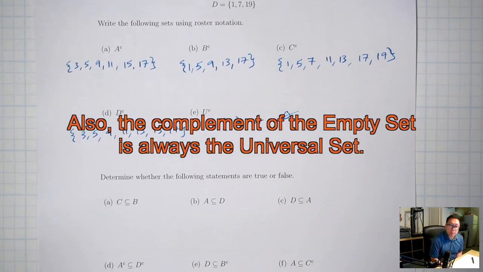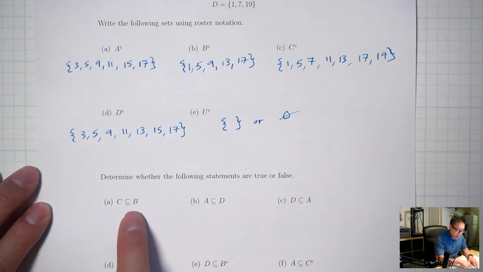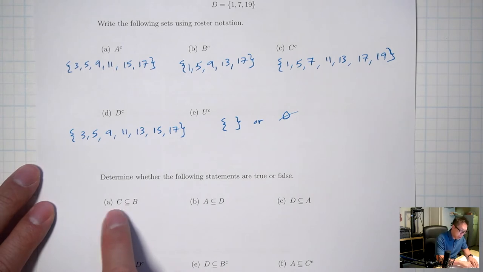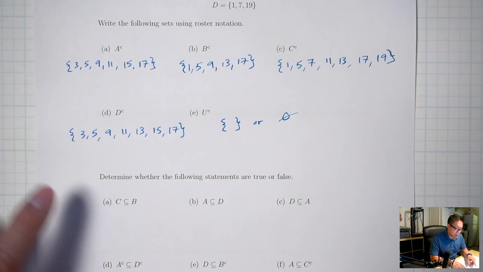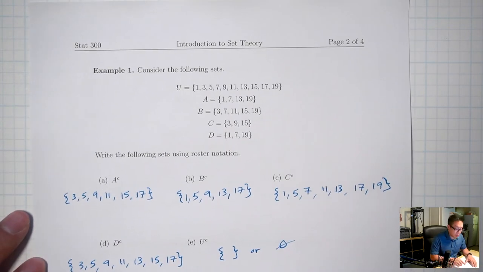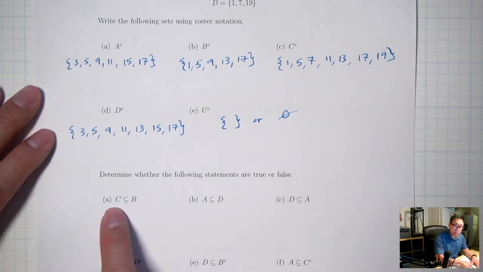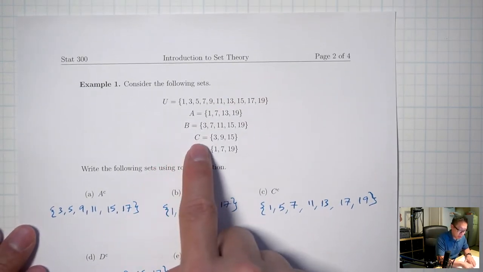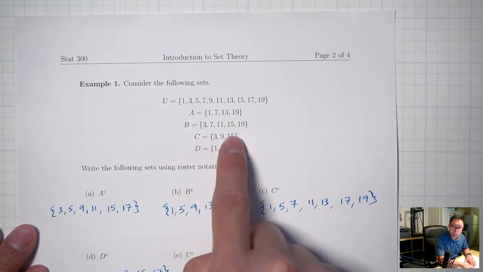Determine whether the following statements are true or false. So this symbol in the middle here represents subsets. So this is asking, is everything in the left set also in the right set? Okay, so this is talking about C and B. So let's go and look for C and B. Here's C, here's B. So this is asking, is everything in C also in B? Okay, so it's everything on the left with C, also in B. So start with the set on the left and just go through and check.